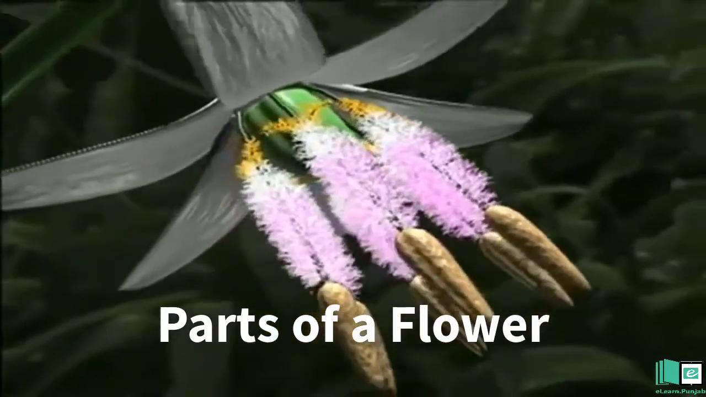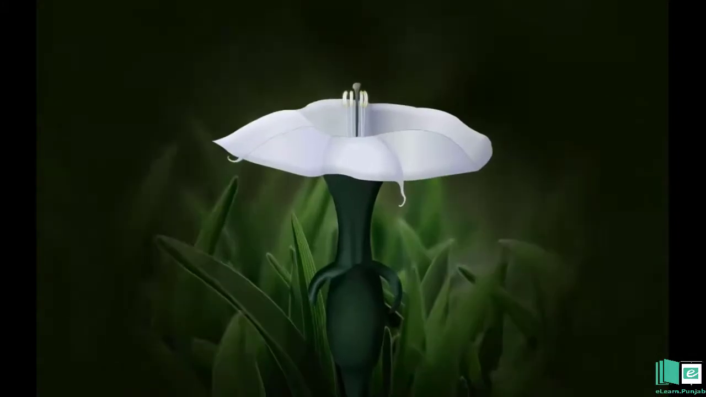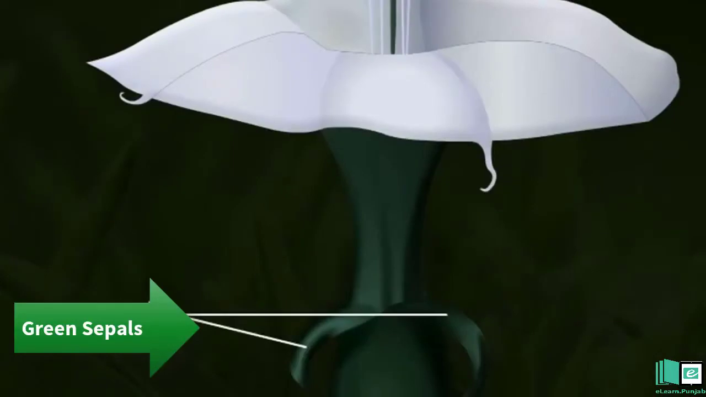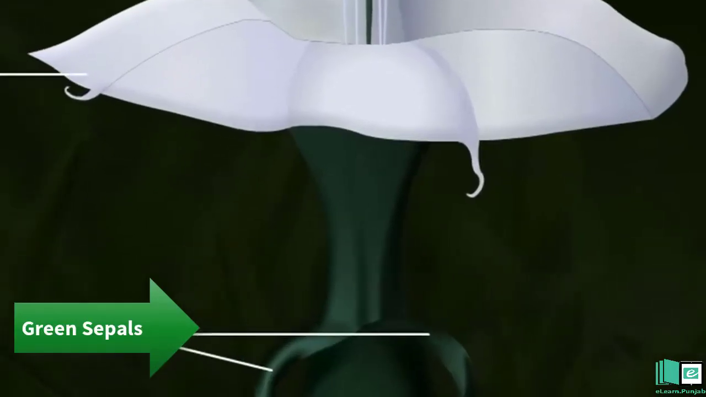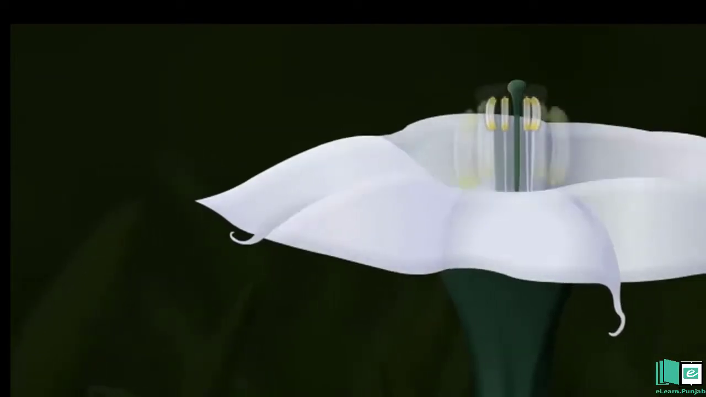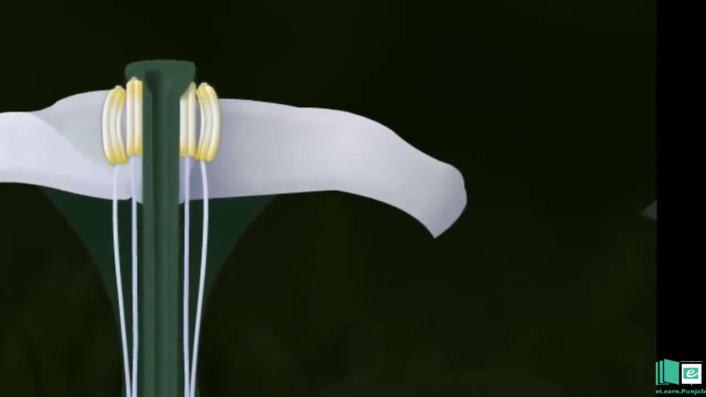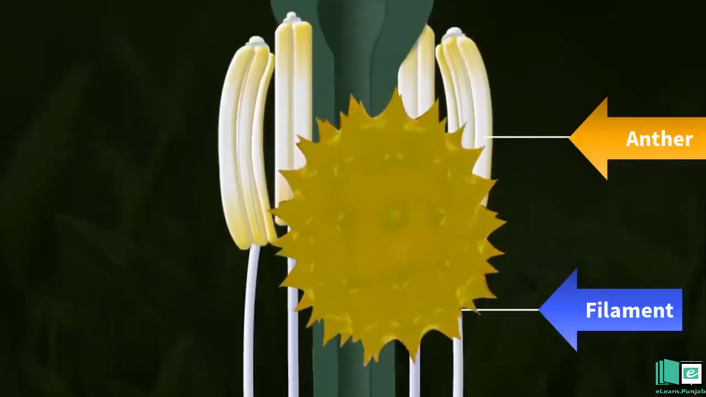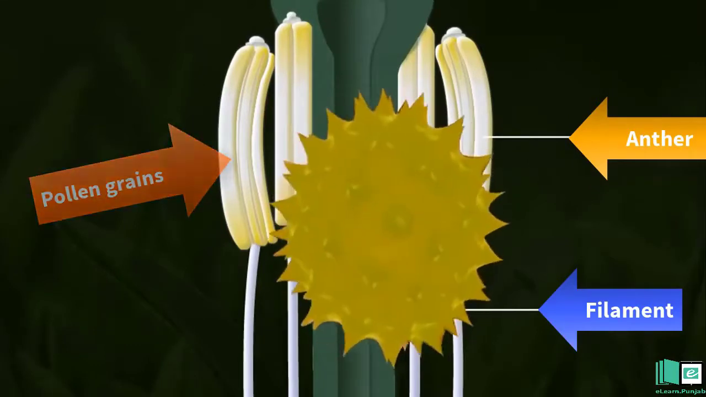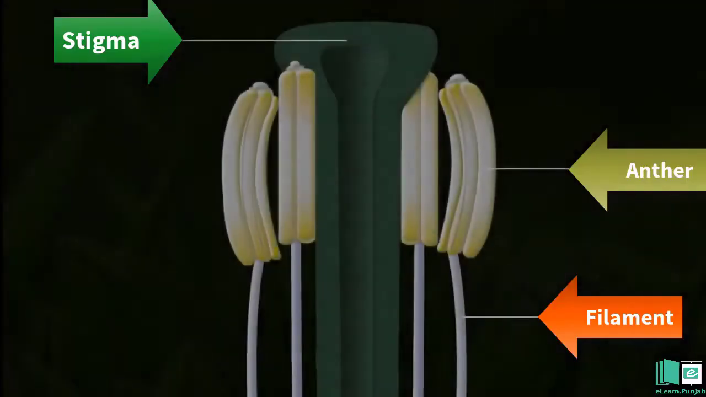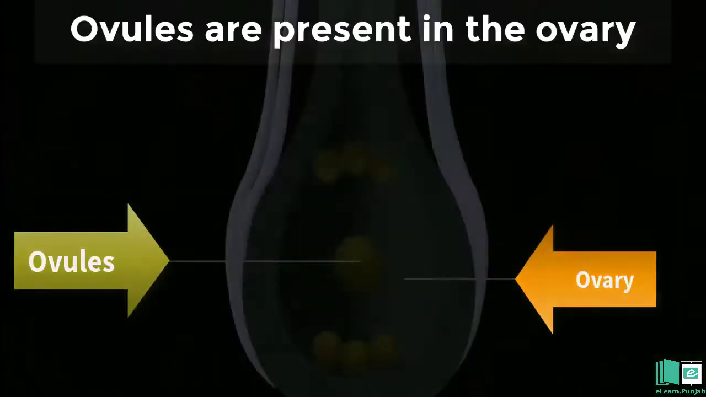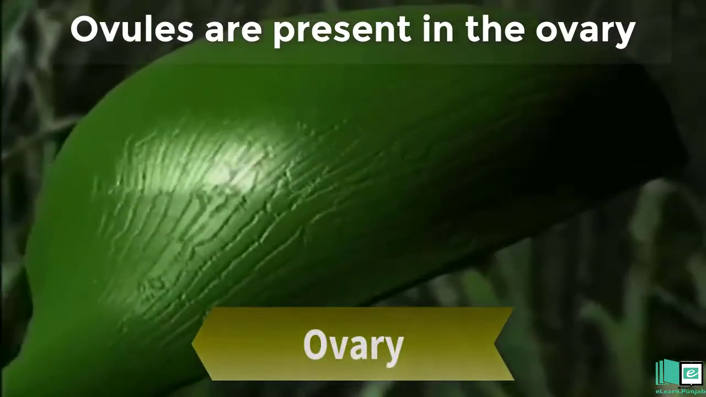Parts of a flower. Most flowers have four main parts, i.e. sepals, petals, stamens and carpels. Green sepals protect the flower from the sun and rain in bud form. The colored petals attract insects and other animals for the pollination of the flower. Stamens are the male parts of a flower. Each stamen has a filament and an anther. Pollen grains are produced in anthers. Carpels are the female parts of a flower. Each carpel has a sticky stigma, a style and an ovary. Ovules are present in the ovary.